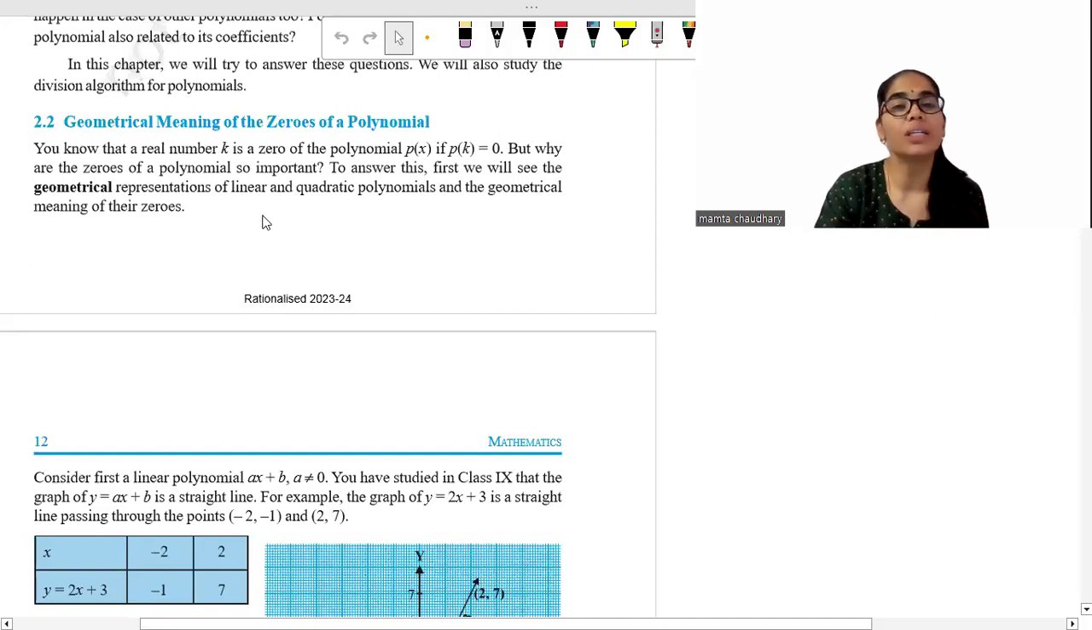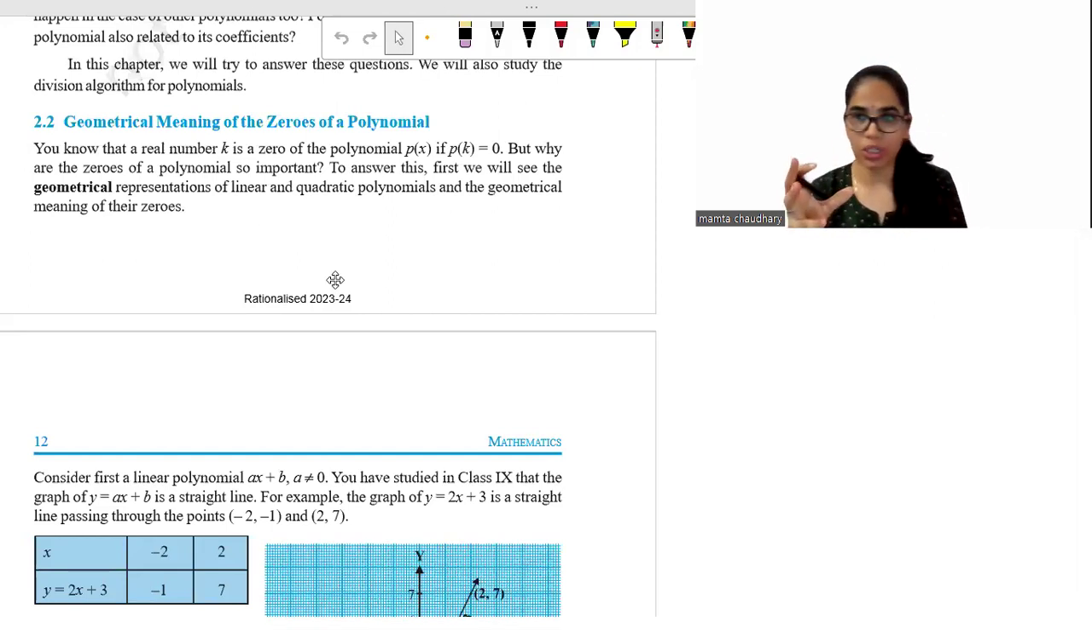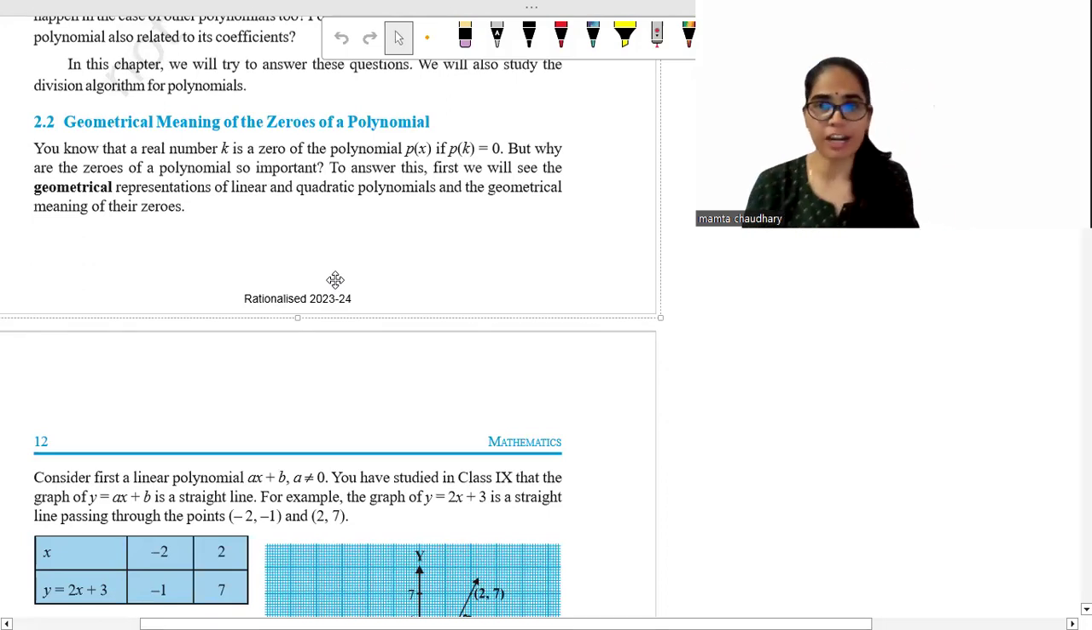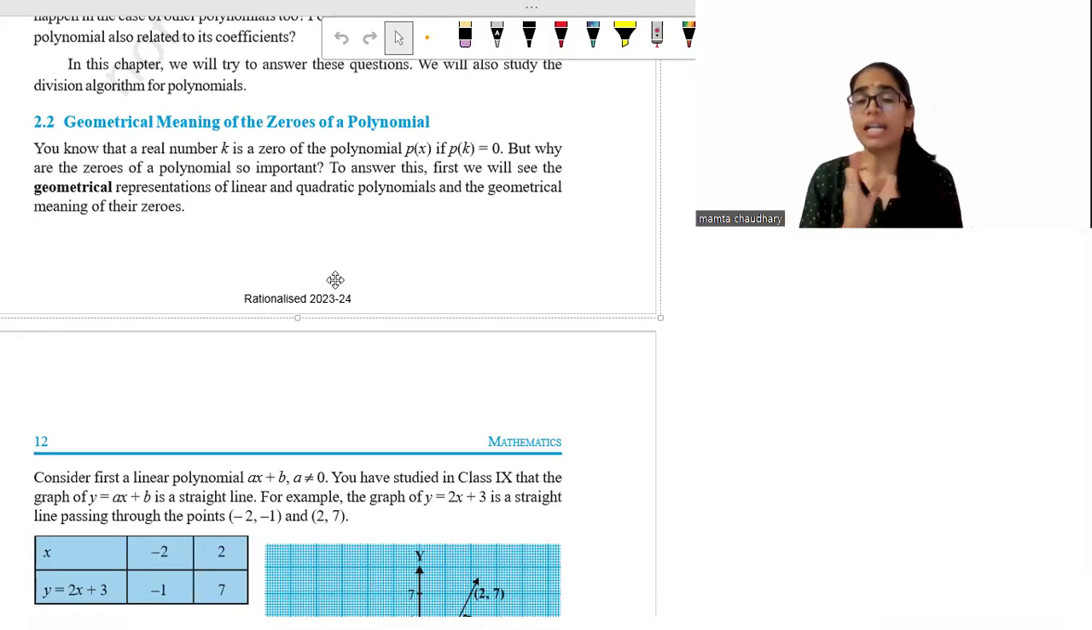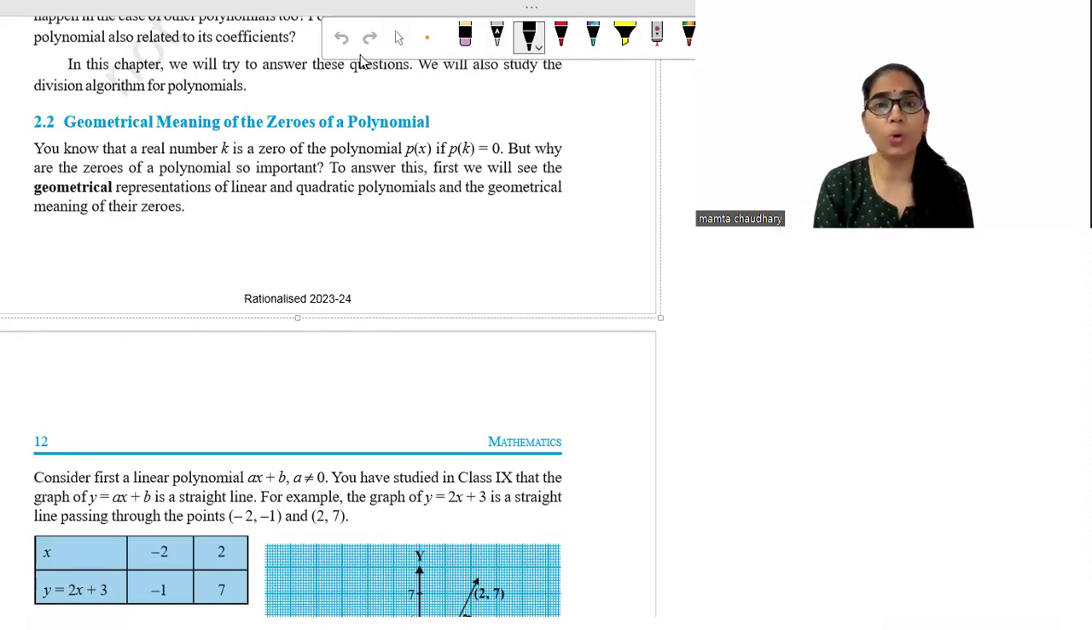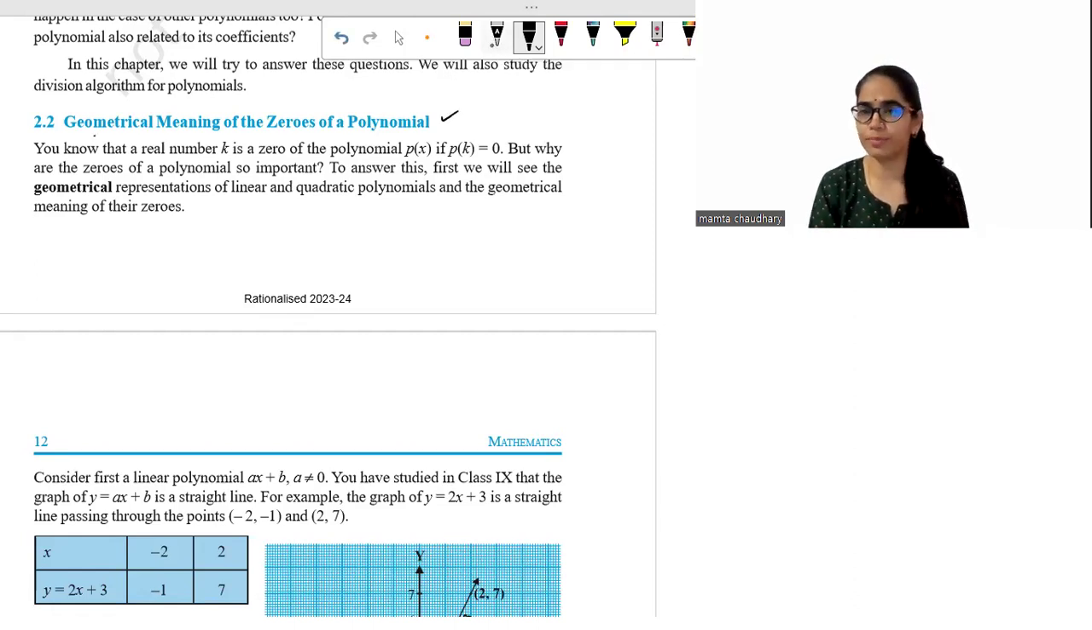Now see children, geometrical meaning means what? Basically, here you will get a graph. Whatever polynomial we are writing, these polynomials represent a curve. It can be a straight line, a parabola, or any curve. So whenever we draw this, how can we identify the number of zeros for that particular curve? That is known as the geometrical meaning of the zeros of a polynomial.